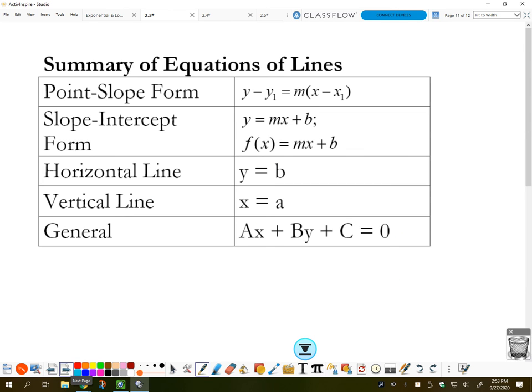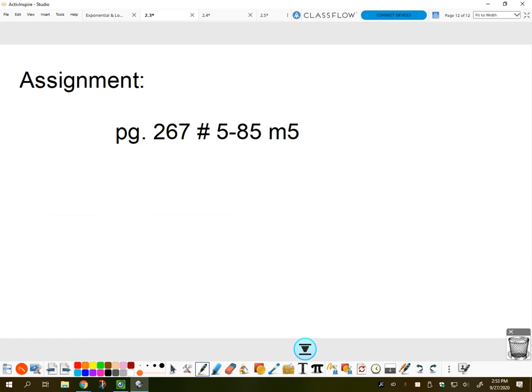This next slide is just a summary. These are all of the equations of the line. And then this is your assignment. So do that, take a picture of it, and you can email it to me, or you can upload it in the Google Classroom assignment. And I'll grade it and give you your points.